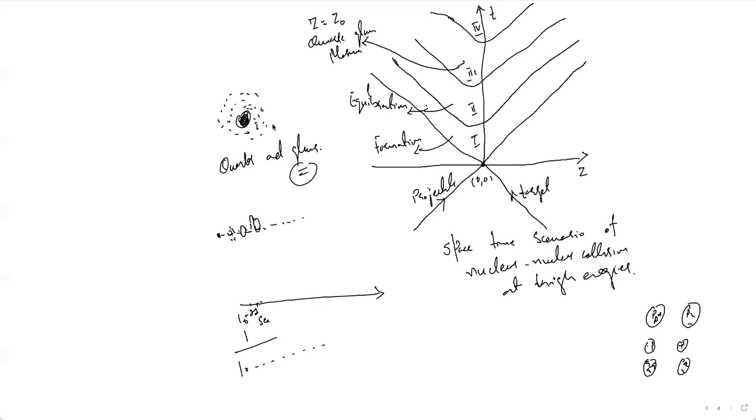As a result the hadronization will take place. Hadronization means a quark will combine with another anti-quark, and the gluons will be the mediating particles. So hadronization means the quarks will combine to form hadrons. That is what I mean by the hadronization.